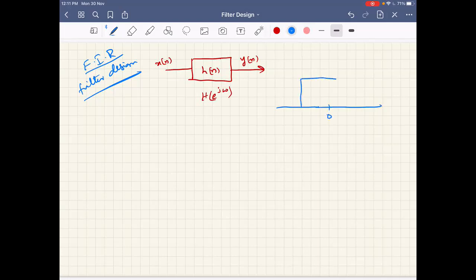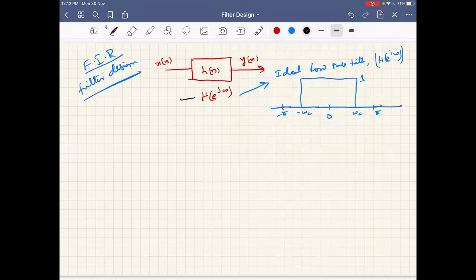So it passes some frequencies, with the magnitude maybe remaining constant from minus omega c to omega c, and then it attenuates the rest of the frequencies. So this is the ideal low pass filter, the magnitude of h of e power j omega. This we get from this.